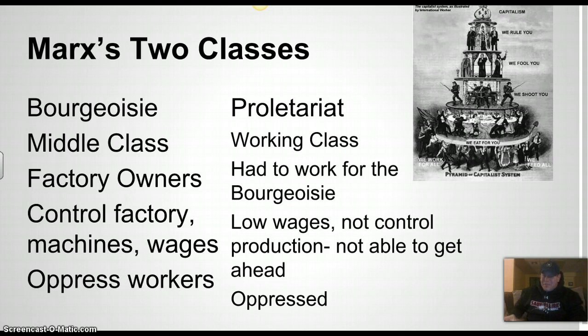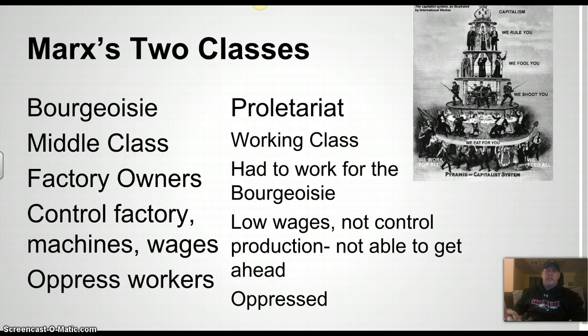He said that capitalism developed two classes. You have the bourgeoisie, who are the middle class. These would be the factory owners, the people who control machines, wages, government, all kinds of stuff. And they oppress the workers. On the bottom side, you have the proletariat, the people who work, the people who feed everybody. They had to work for the bourgeoisie.